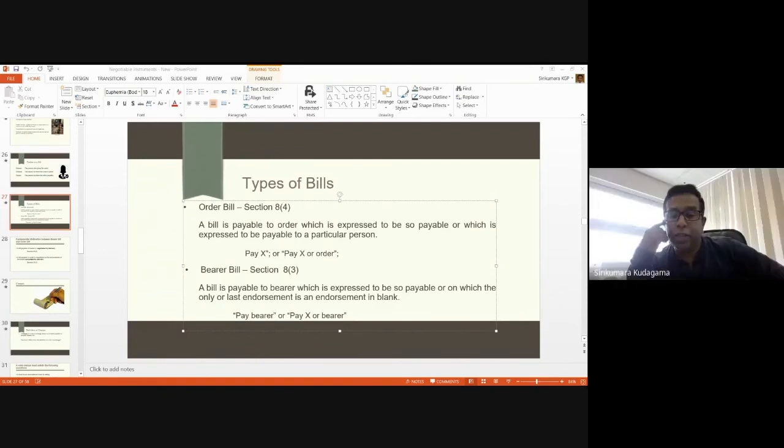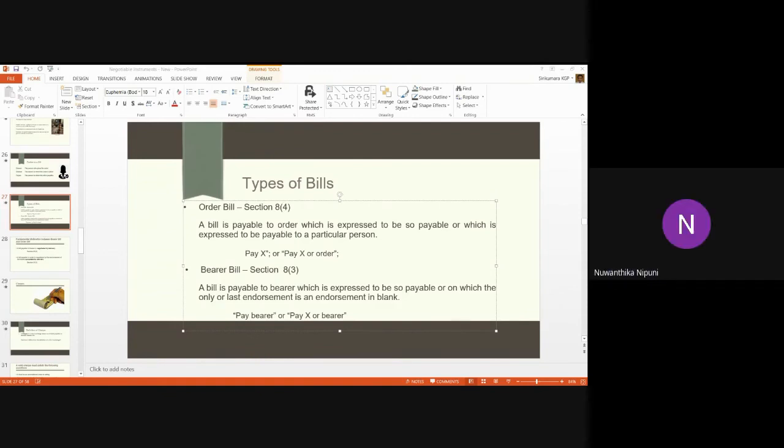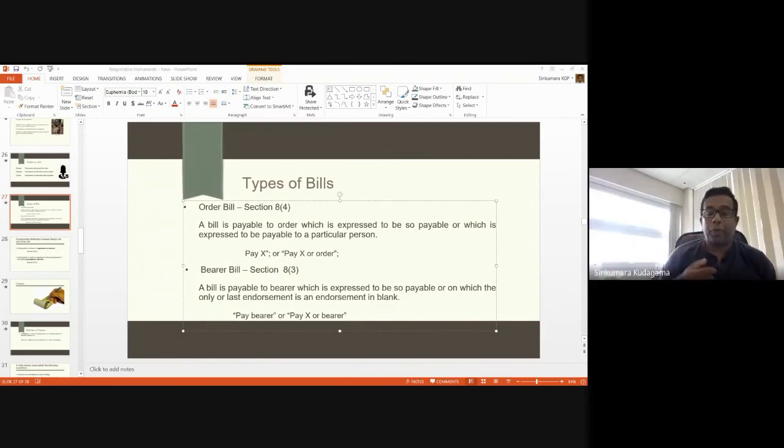What if you cut off the words "or bearer"? It should become an order bill, right? Now this is a bit of a technical exercise, but you need to have this in mind, because it has something to do with certain obligations of bankers, bankers' responsibility, and how bankers are getting some immunities in the law of bills of exchange. It has some sort of a bearing.